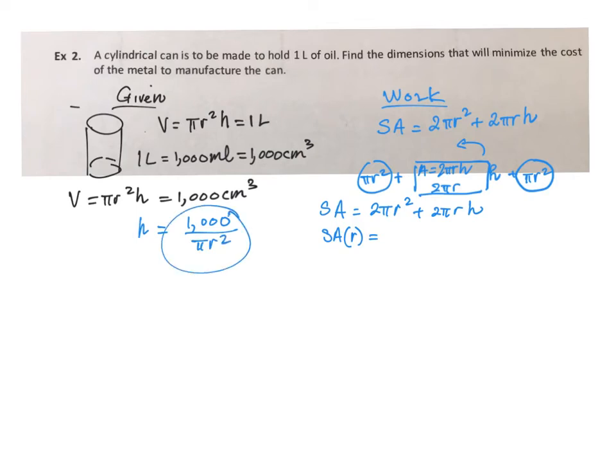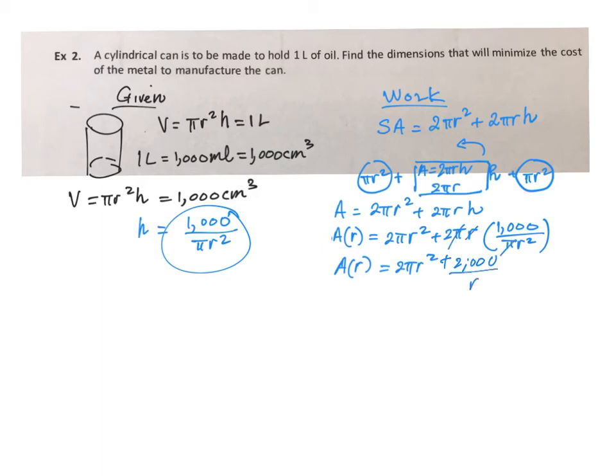Now we take h and substitute it in. So we have 2 pi r squared plus 2 pi r times 1,000 over pi r squared. Now let's simplify and call surface area A. So when we simplify, we're going to get A in terms of r equals 2 pi r squared plus 2,000 over r, because we can cancel the pi r with the pi r squared. Now let's rewrite this as 2 pi r squared plus 2,000 r to the negative 1.